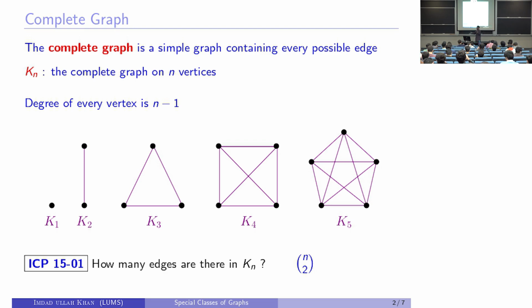The degree of the first vertex is n minus 1, that of the second is n minus 1, the third one has n minus 1 adjacent vertices. If you add them all up, you'll get n into n minus 1. But that's the sum of the degrees. Sum of the degrees is always equal to twice the number of edges. So you halve it, you'll get the number of edges. Okay? Many ways. So the answer is n choose 2, n into n minus 1 divided by 2. Okay?